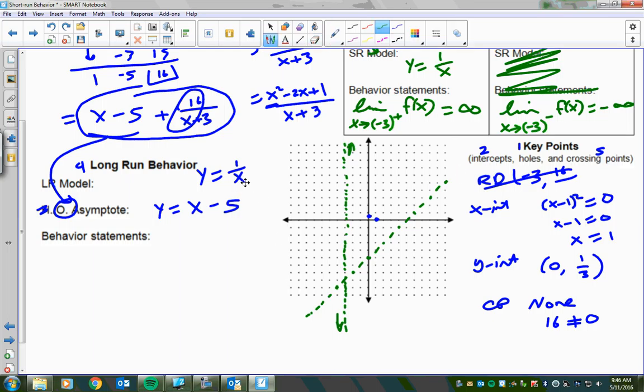If you want to write the behavior, then on the right it's going to approach from above. On the left it's going to approach from below, because once again, that's what our model does. x approaches that long run asymptote from above on the right and from below on the left. Then we write that up. I'm going to do some limit statements. So the limit as x goes to infinity. What is it approaching? x minus 5. And how is it approaching it? From above, yes? So you put a plus on there.